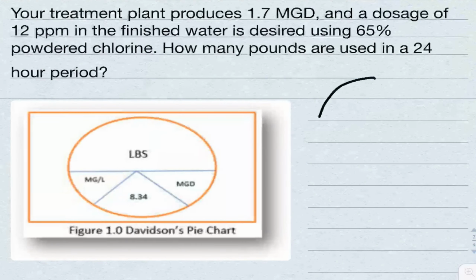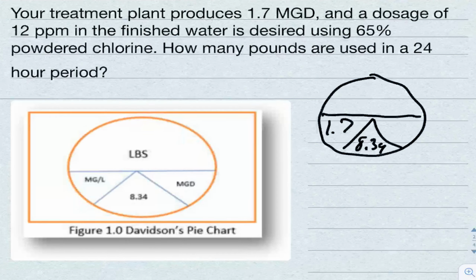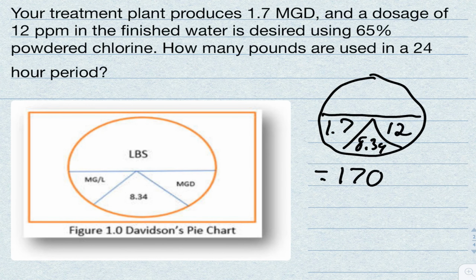Okay, let's start off with our pie chart. We know 8.34, and we have our MGD and our 12 ppm. Now let's multiply that straight across, and we will get 170 pounds. Now let's take a look at the question, and we can see that we are using 65%.